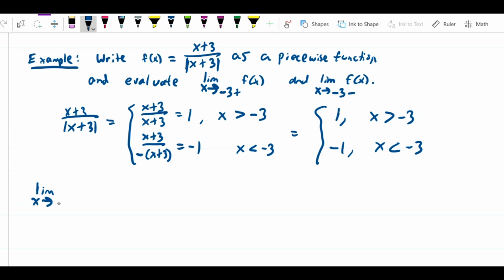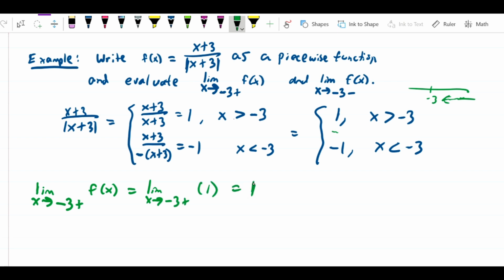as x approaches negative 3 from the positive side of f of x. I'll change to a contrasting color. There we go. This is going to be equal to, since this is the positive side of negative 3, I only care what's going on for values that are greater than negative 3. I'm just drawing a quick number line up here, which means I only care about that. So this is just equal to the limit as x approaches negative 3 plus of the constant 1, which is of course 1. And I do the reverse thing on the other side, x approaches negative 3 minus.